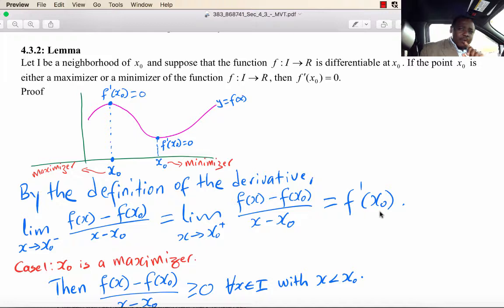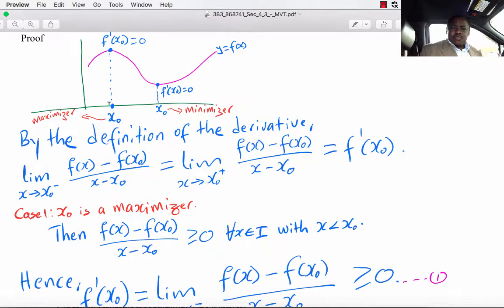So let's look at a couple of cases. Case 1, x0 is a maximizer. Let us prove that f prime at x0 is 0, and then do the same thing for a minimizer. So observe that if x0 is a maximizer, f of x0 is going to be bigger than or equal to f of x for every point x in your entire domain I.